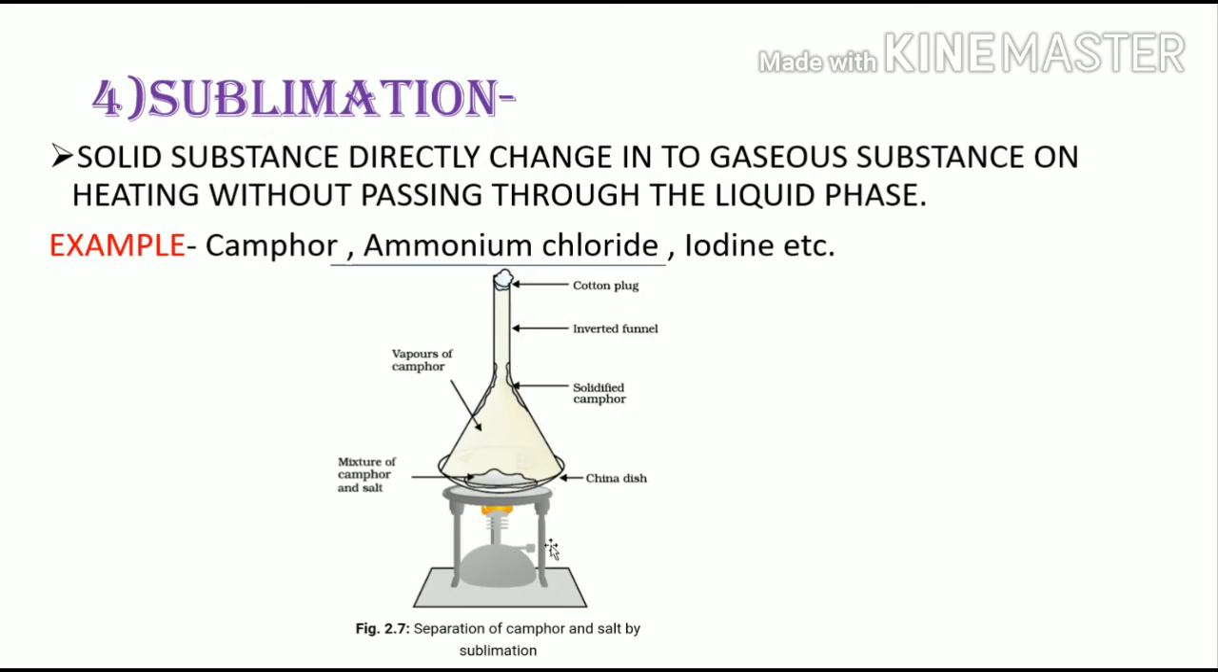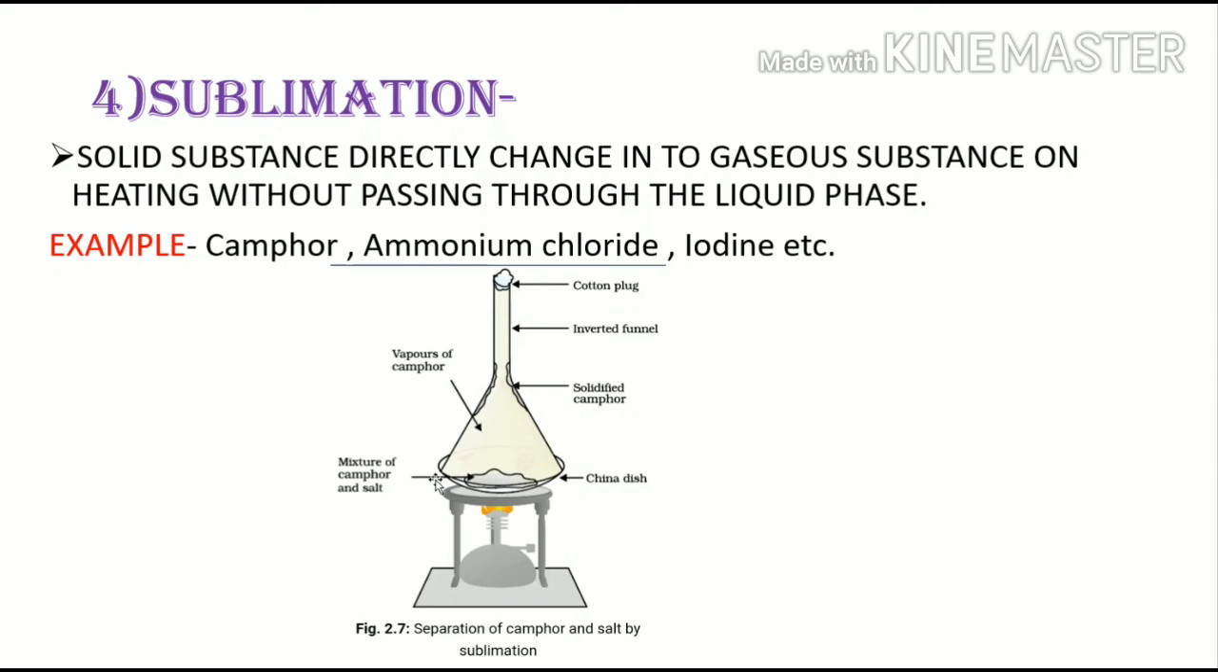Here we see another diagram. It is a China dish. In this China dish we have taken a mixture of camphor and salt, because camphor is the sublimatory substance and salt is the non-sublimatory substance. Here there is an inverted funnel, and the top of the funnel is closed with a cotton plug, and it is heated with a burner. After heating, after some time the camphor evaporates and comes up into the funnel, and there it cools and solidifies. With the help of this process we separate the camphor and salt.